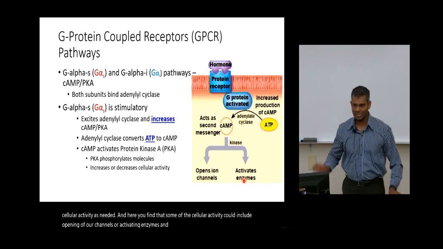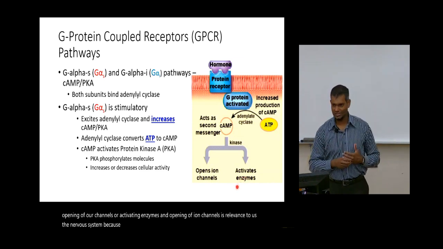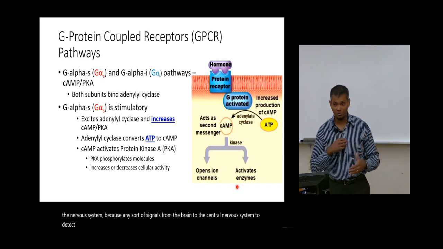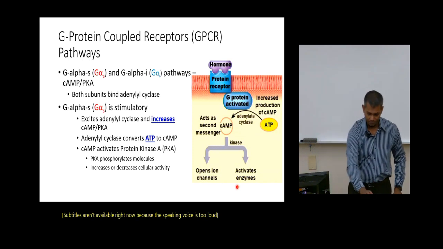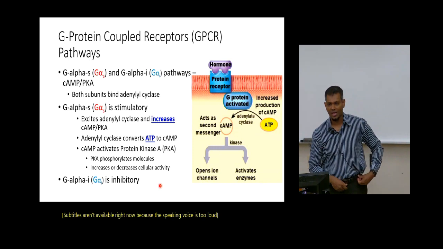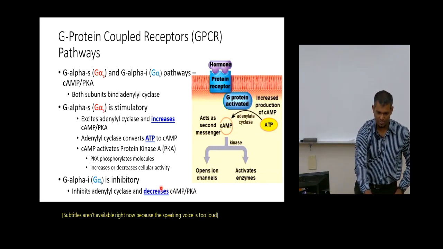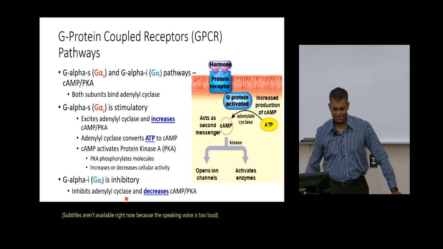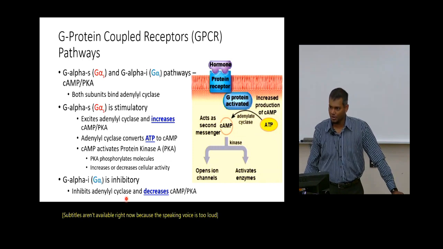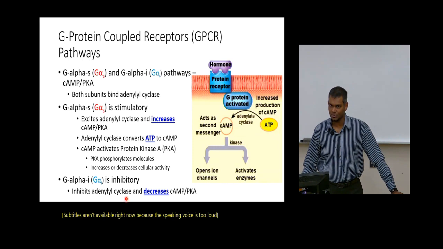And opening of ion channels is of relevance to us in the nervous system because any sort of signals for the brain, for the central nervous system to detect, there has to be the movement of ions across channels. Now, G-alpha I is going to have an inhibitory effect, and it does the opposite of what G-alpha S does. So this will bind to adenyl cyclase, and it will decrease the cyclic AMP production, and as a result, it can decrease the protein kinase A synthesis as well.